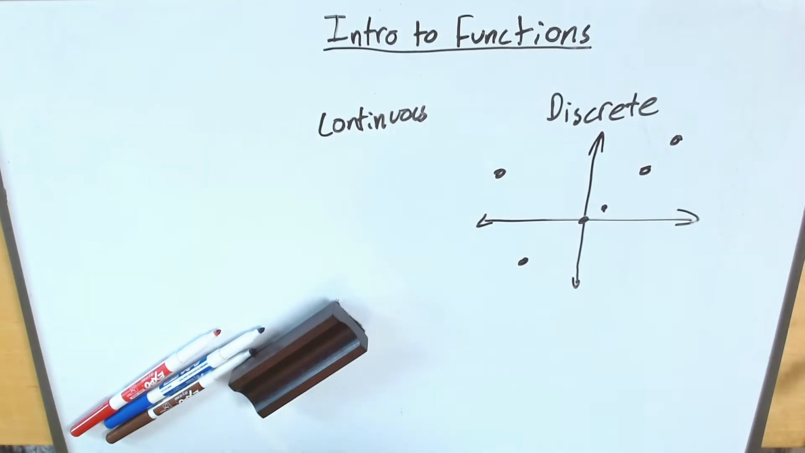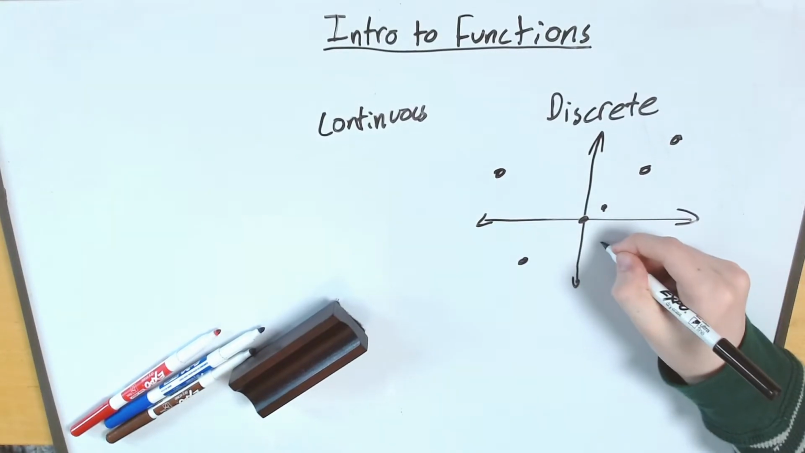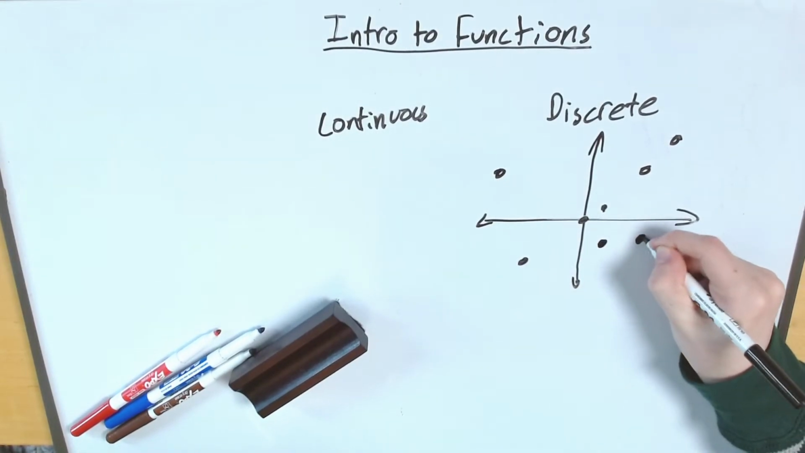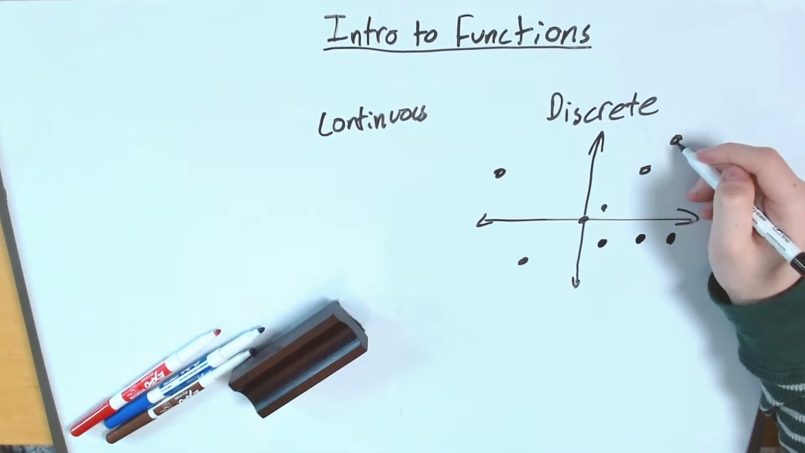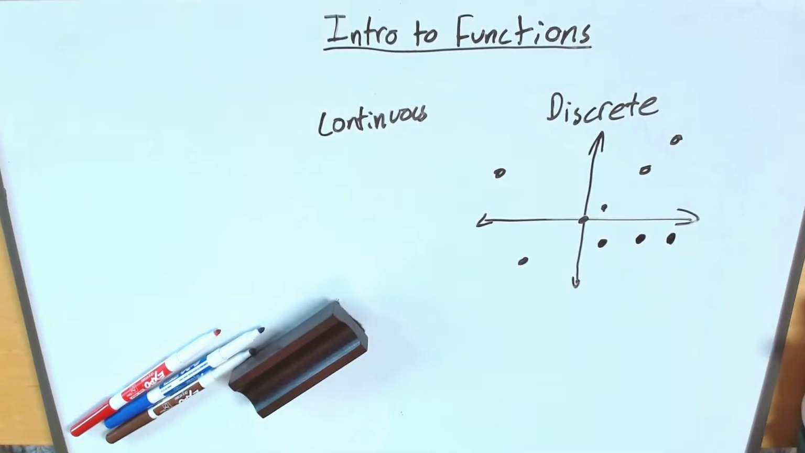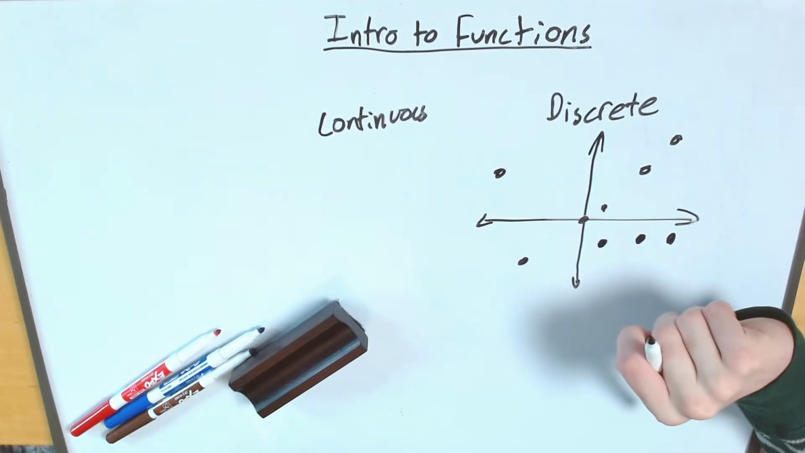Now, this is a discrete function. I'm going to throw in a challenge here. What if I had something like this? You might see this on homework where they'll give you a graph and they'll say, what type of function is this? Or is this a function? And in this case, it's actually not a function.